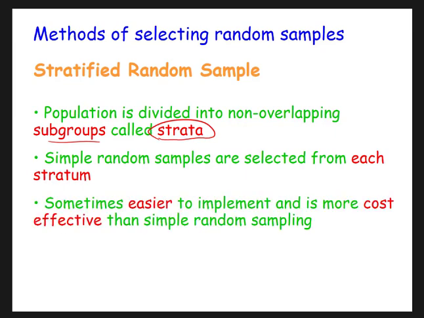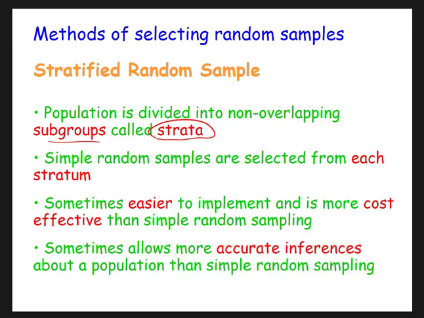Sometimes it's easier to implement, and it's often more cost effective than doing the whole simple random sample. It takes a lot of work to write down all the names, throw them in a box, and draw them out. Here, though, we can just work at sampling populations of 500 each, assuming 1/4 of the 2,000 was in each grade level. Sometimes it allows more accurate inferences, because we know that every one of those subgroups is represented equally or proportionately in the sample.